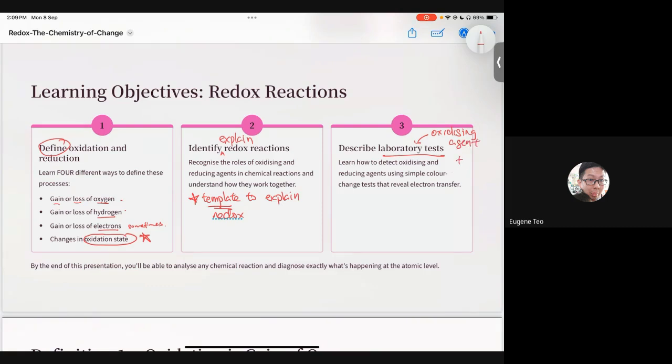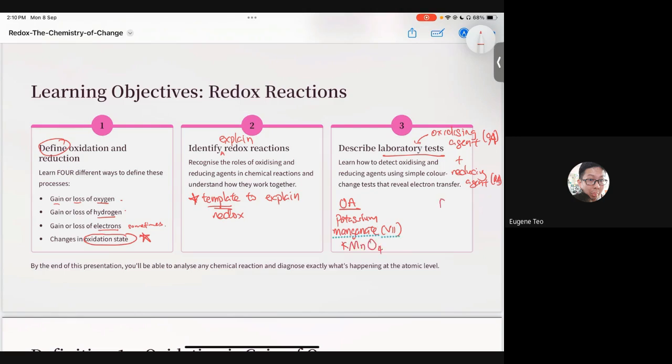And we're going to look at the reducing agent. Okay, now, I'm going to write down here OA, which stands for oxidizing agent, and RA for reducing agent. Under OA, you're going to learn one main one, which is potassium manganate 7, KMnO4.